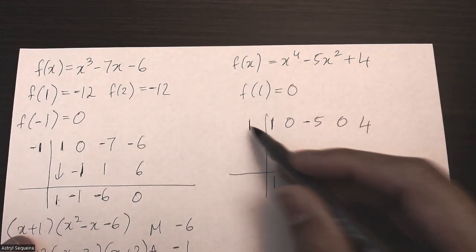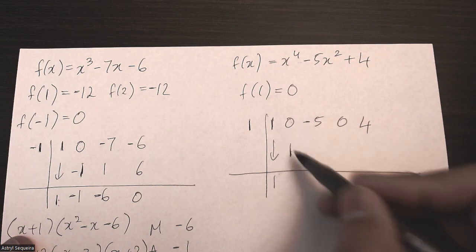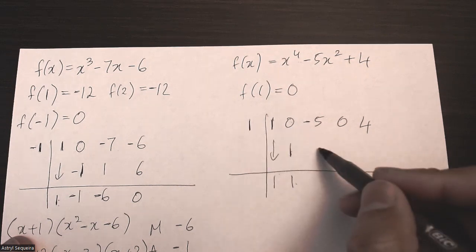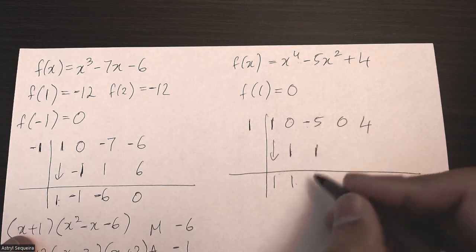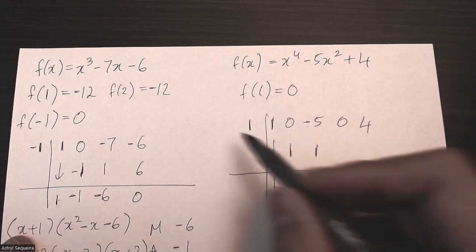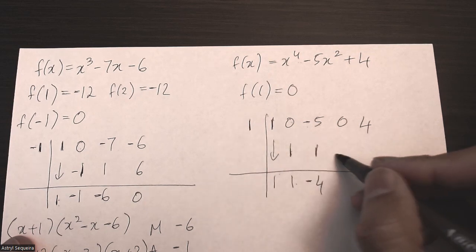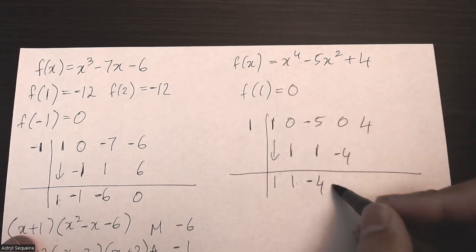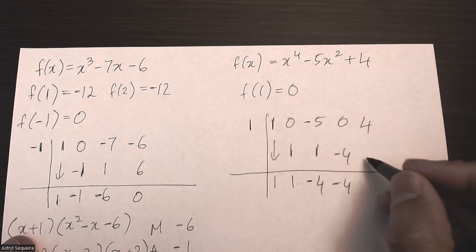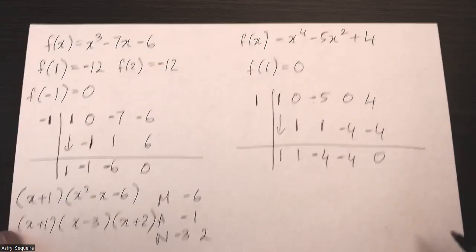I'm going to bring the 1 down. 1 times 1 is 1. 0 plus 1 is 1. 1 times 1 is 1. -5 plus 1 is -4. 1 times -4 is -4. 0 plus -4 is -4. 1 times -4 is -4, and I get 0 at the end.